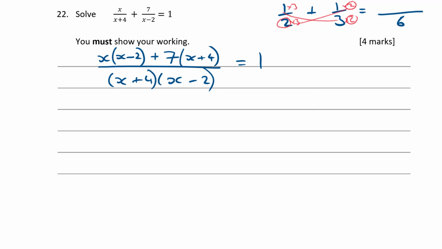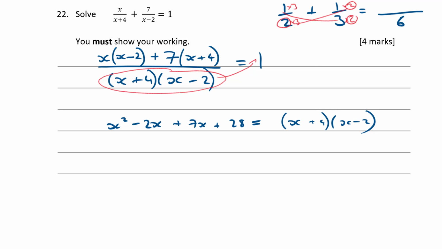Okay. Now, before I do anything else, I'm going to cross multiply this up here, so we end up with a long equation rather than a fraction. So cross multiplying both sides by the denominator. So it will disappear on the left, and at the same time I'm going to multiply it out. So x times x minus 2 is going to give me x squared minus 2x, and 7 lots of x plus 4 is going to give me 7x plus 28, and that's going to be equal to x plus 4 times x minus 2 then, isn't it?